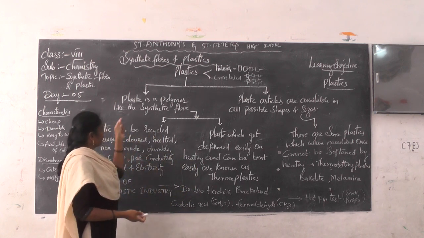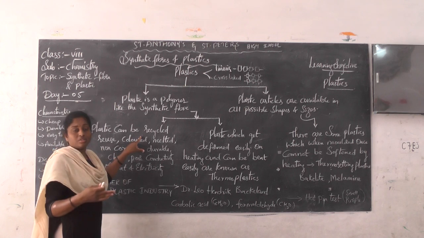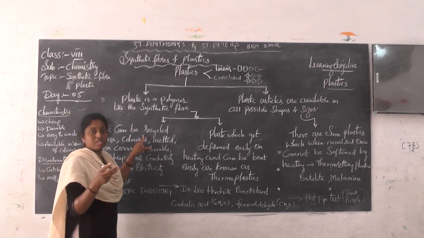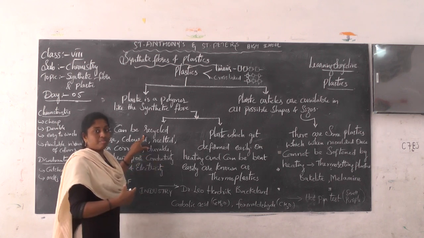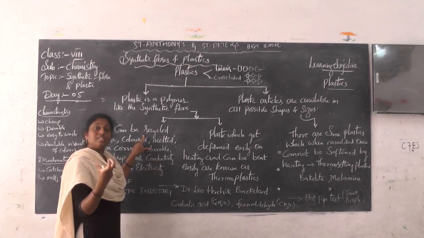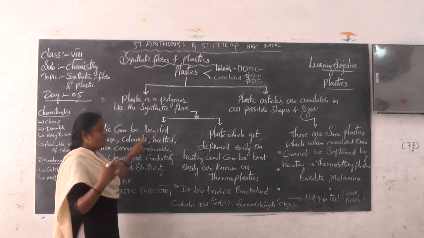Next, plastics can be recycled. Whenever you are throwing away plastics, you can see there are codes on them. The code section we are going to learn in the next topic. You can see different types of codes and you are able to recycle the plastic.